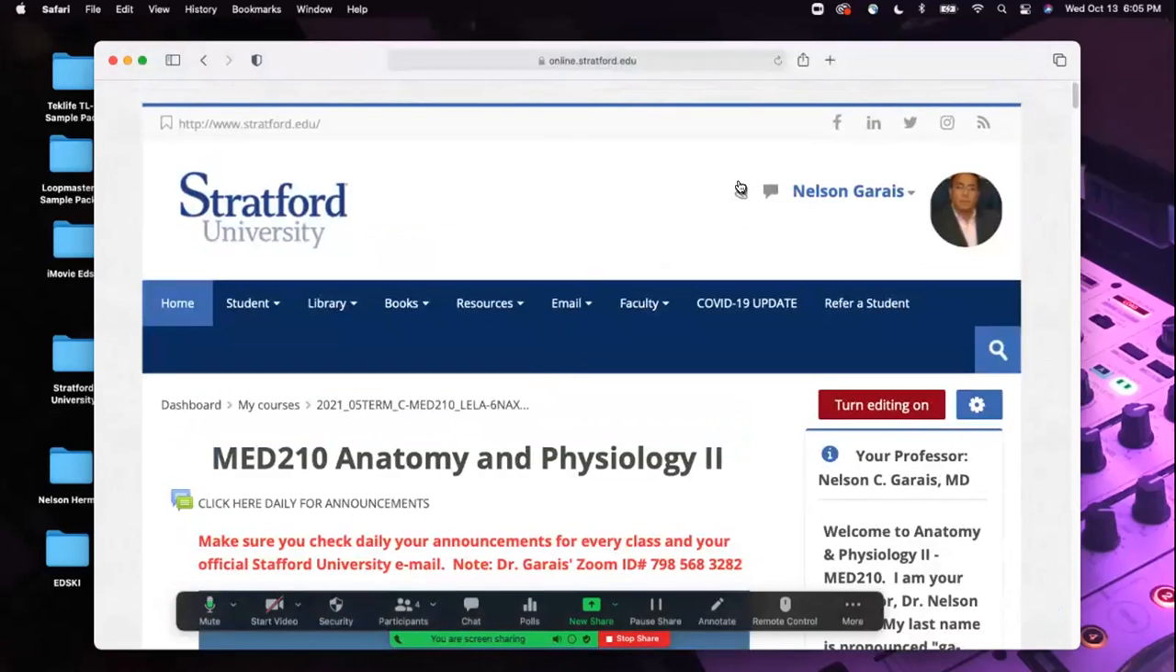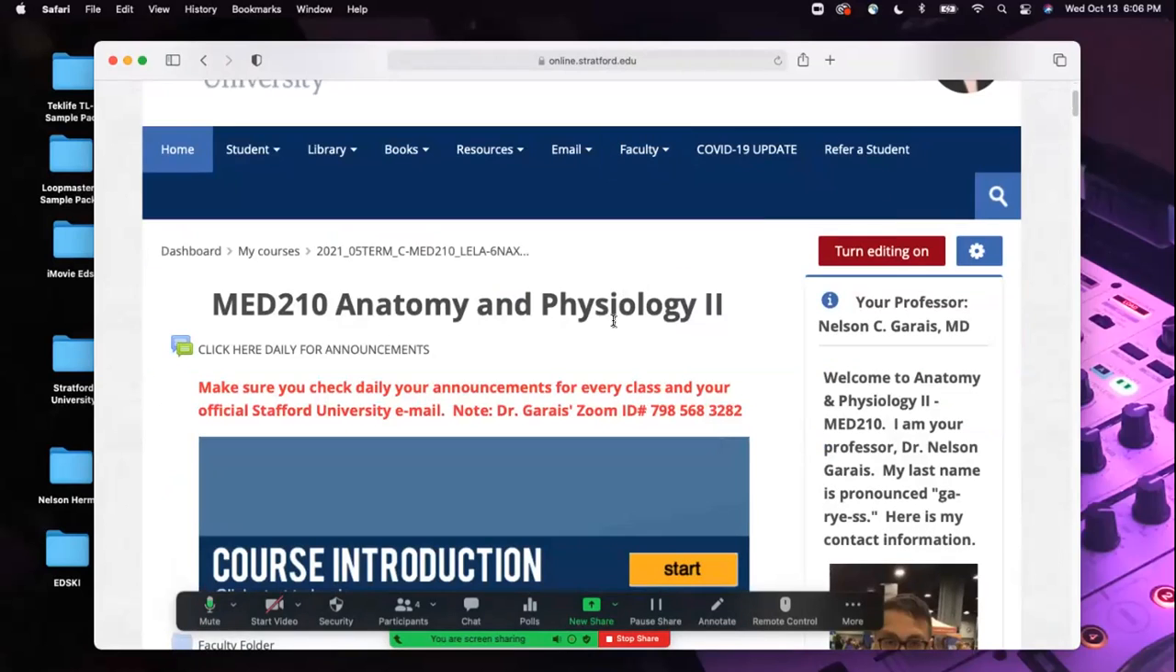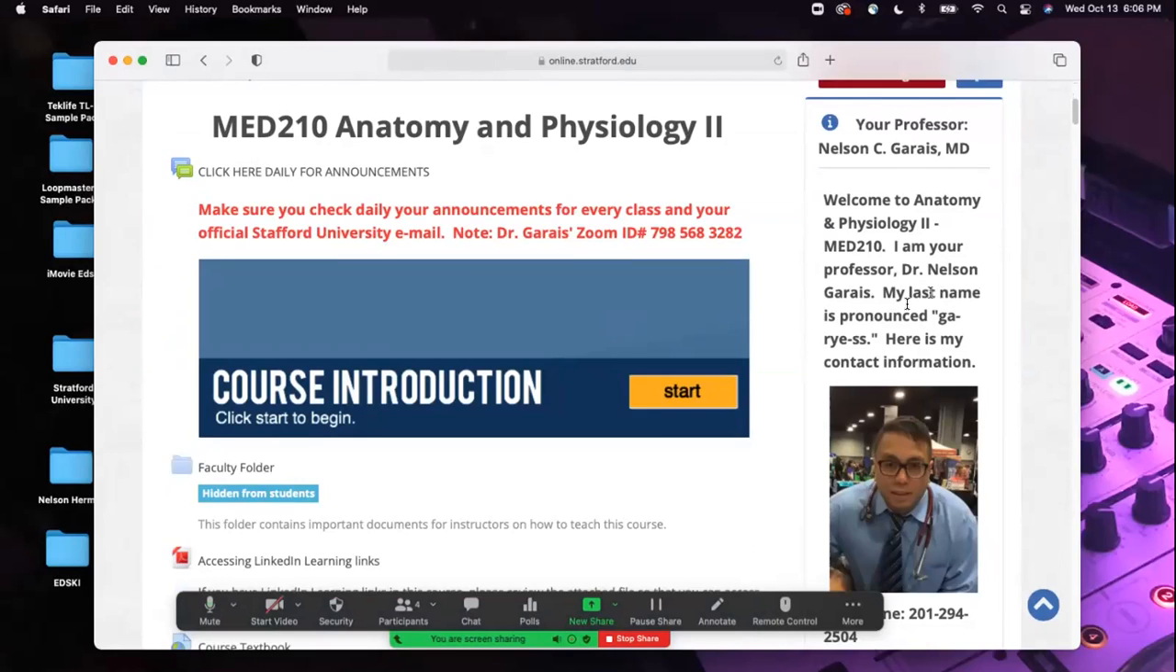So pay attention to these things up here, this bell and this messaging thing. If you see red numbers here, click on it, because this is a notification bell for things that are due or grades that are posted. Also utilize the messaging system here to talk to either me, your other professors, or your other classmates.